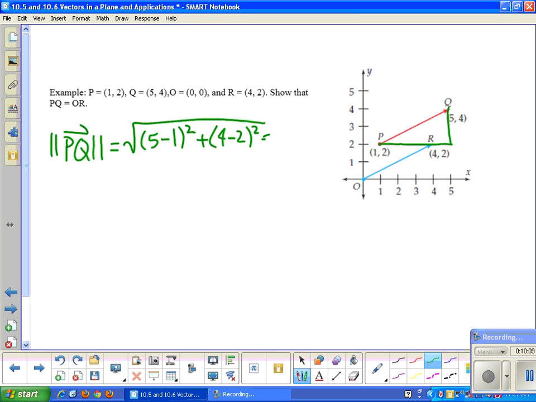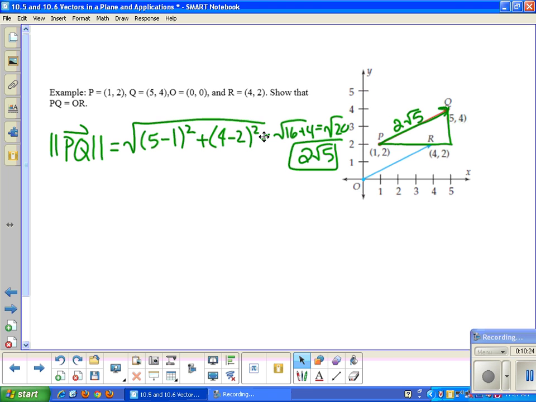So when I do that, I get the square root of 16 plus 4, which is equal to the square root of 20. And if we simplify that, we get 2 root 5. So that would be this length right here. So this is 2 root 5.